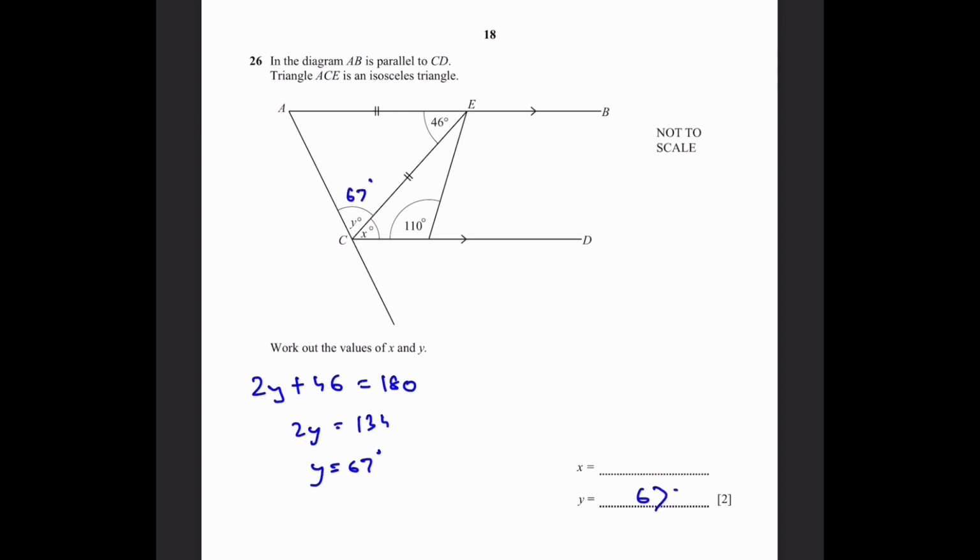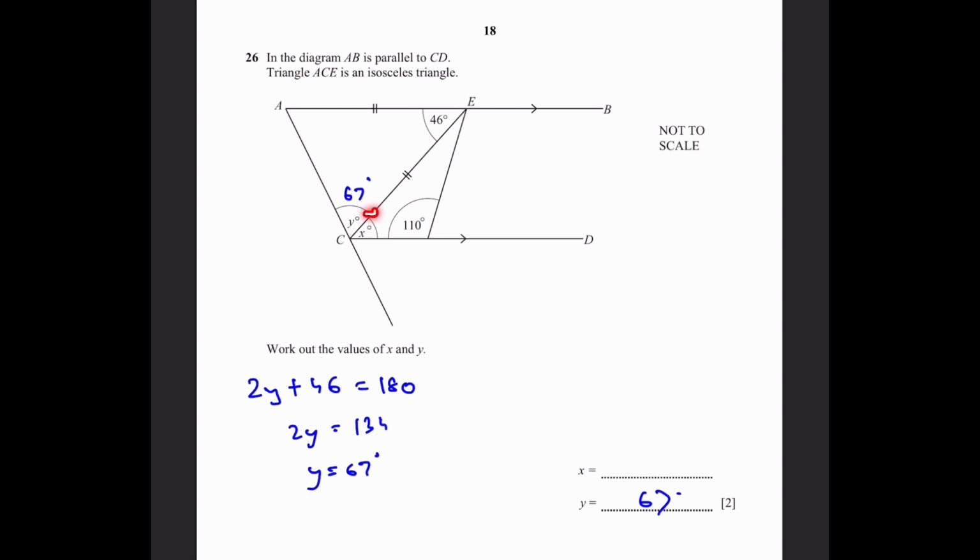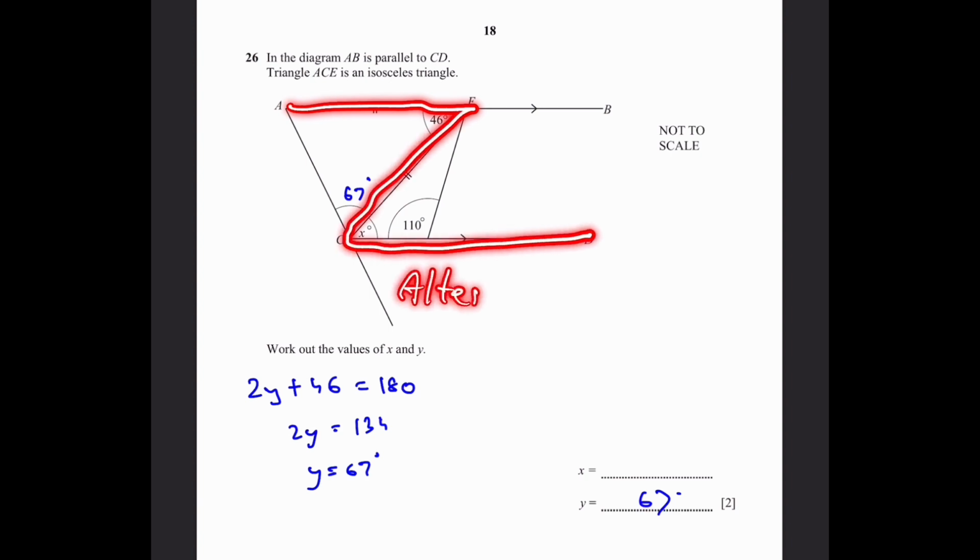Now we can write that down here, and now we need to find x right there. We can see that these two are parallel, but still we can see there's a z over here. What does this stand for? Alternate angles.